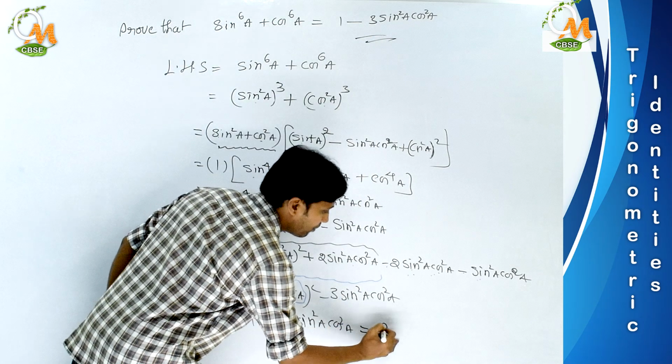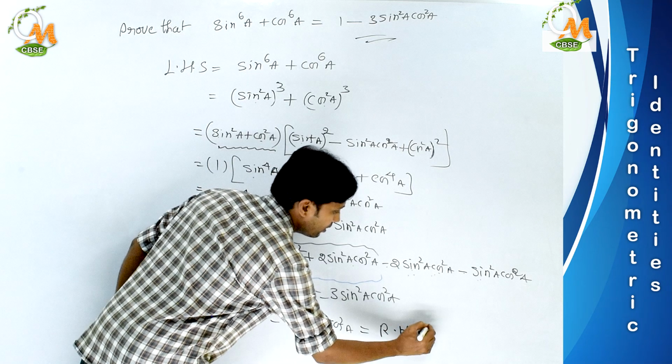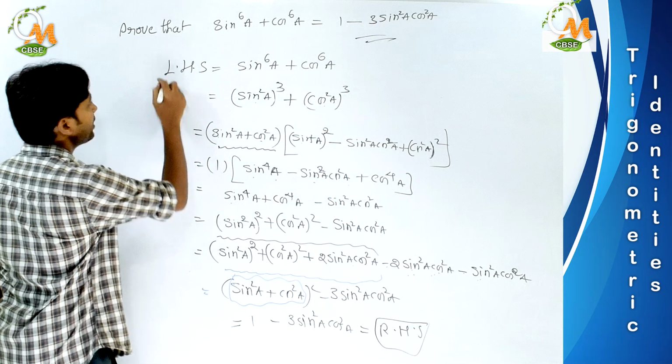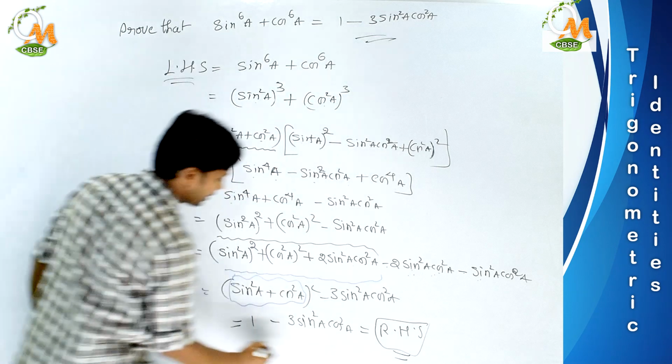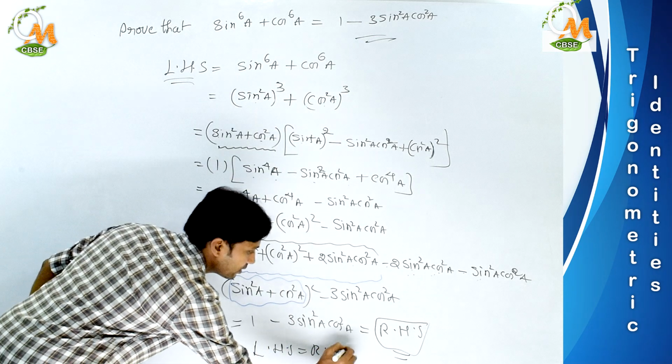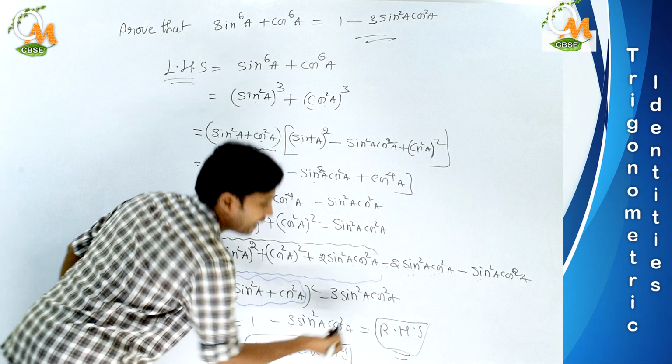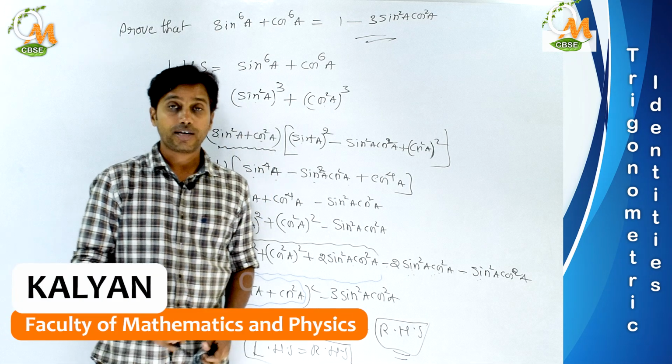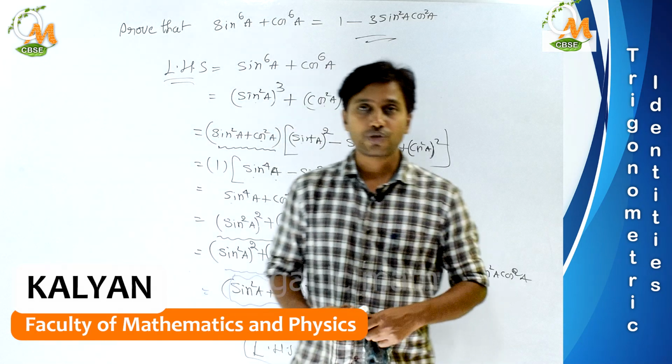So therefore we obtained RHS. We took the LHS part and we obtained the RHS part. So therefore LHS equals RHS. So we got the answer. Hence it is solved. Understood? So like this we need to solve it.